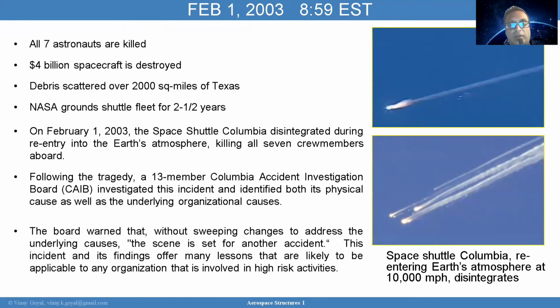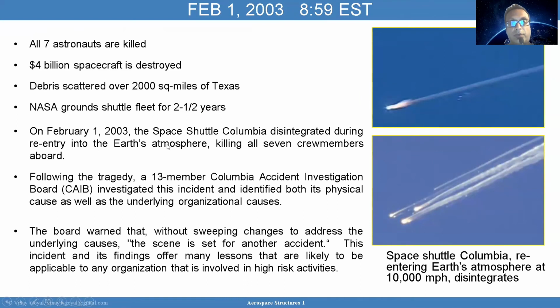We also then, to repeat another failure, the Space Shuttle Columbia re-entering Earth at 10,000 miles an hour disintegrated. All 7 astronauts got killed. The spacecraft, which was $4 billion, also got destroyed. The debris scattered everywhere. The NASA shuttle program was basically grounded for 2.5 years.